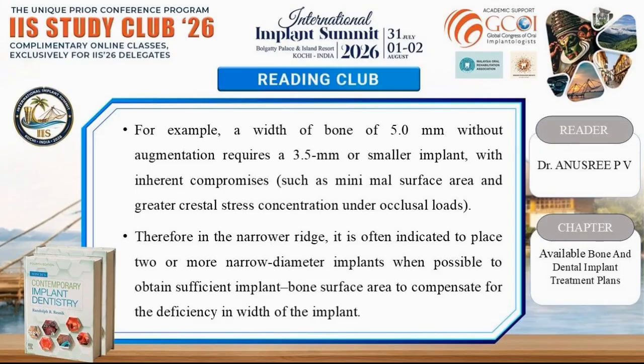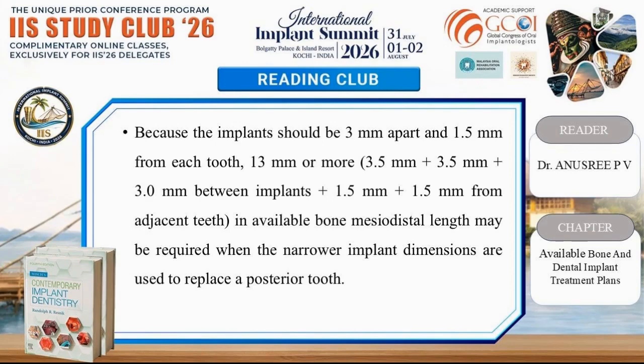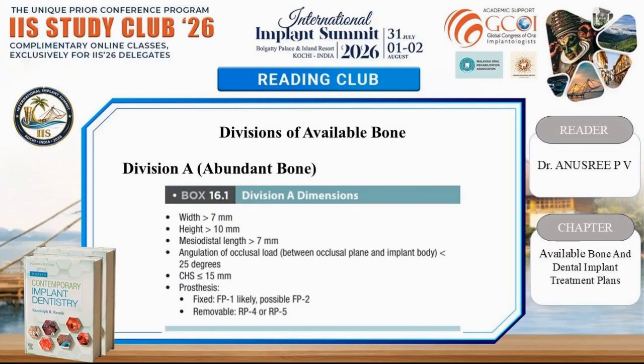Therefore, in the narrow ridge, it is often indicated to place 2 or more narrow diameter implants when possible to obtain sufficient implant bone surface area to compensate for the deficiency in width of the implant. Because the implants should be 3 mm apart and 1.5 mm from each tooth, 13 mm or more is required, that is 3.5 mm plus 3.5 mm plus 3 mm between implants plus 1.5 mm plus 1.5 mm from adjacent teeth, in available bone mesiodistal length. It may be required when the narrower implant dimensions are used to replace a posterior tooth. Moving to divisions of available bone.